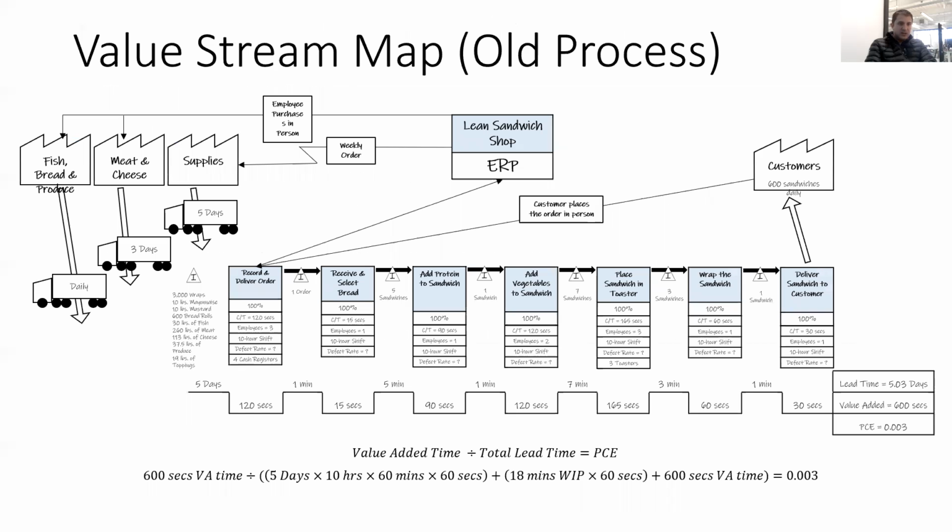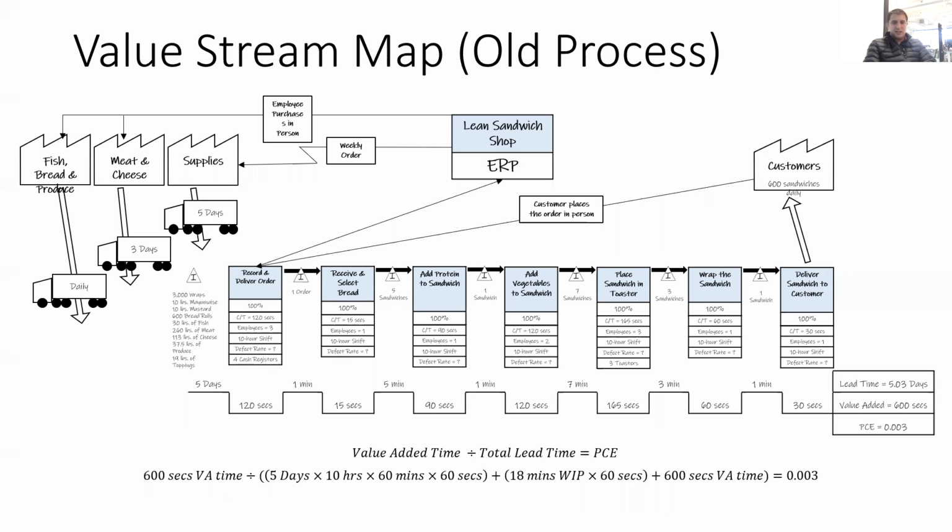So here it is right here. You can see we get fresh fish, bread, and produce daily. Meat and cheese is every 3 days, and supplies are every 5 days. What we would change here is we'd make sure that we're getting all of our supplies, meat and cheese, and fish, bread, and produce daily. So that should hopefully increase the freshness.